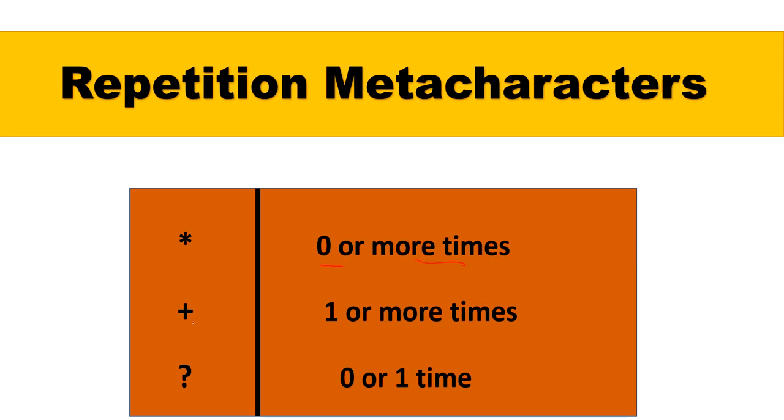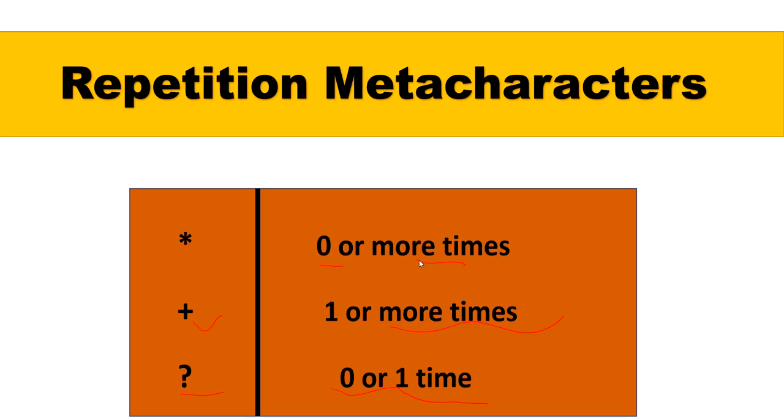If we are using plus sign, then the item must exist at least once, but it could be repeated as many times. And then the third one, the question mark, says the item would exist either 0 or 1 time. So you can also think of it as being optional. It may be there or it may not be there, but it can't be repeated any more than 1 time.